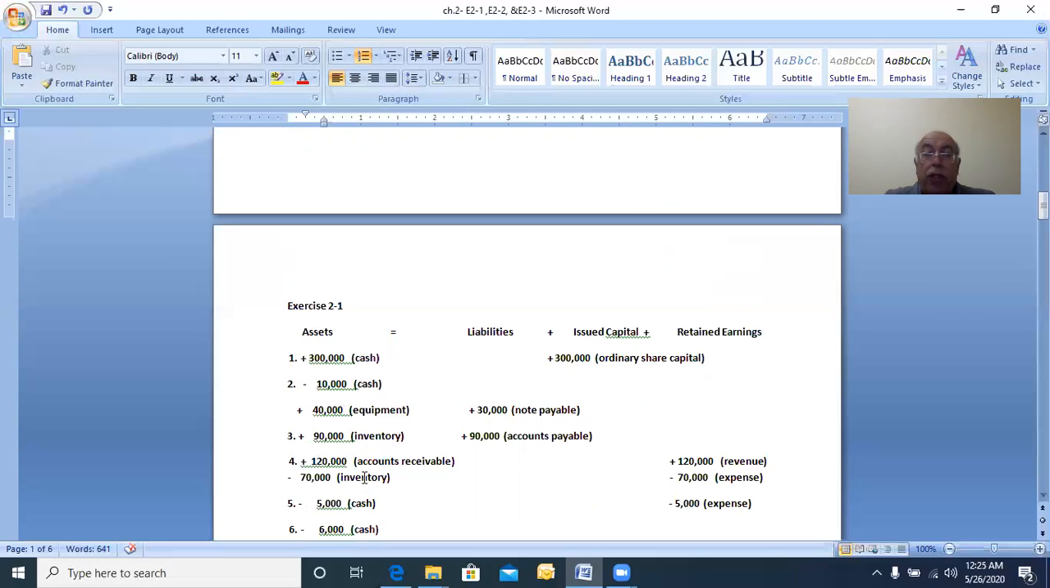And at the same time, the cost of goods sold was 70,000. That means our inventory decreases, because we sold some of the inventory to the customer at a cost of 70,000. Inventory balance will be decreased by 70,000. And at the same time, the cost of goods sold as an expense comes under retained earnings as a minus, or decrease.